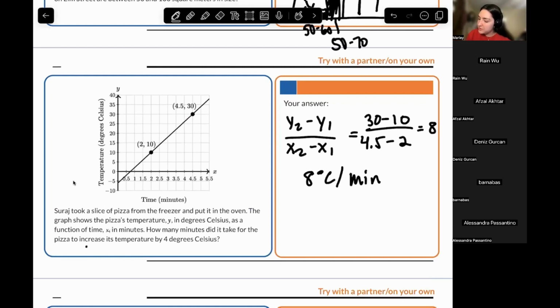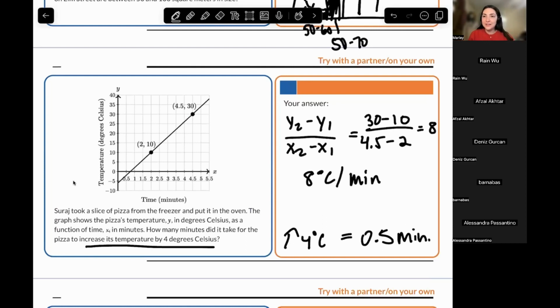They want to know how much time it takes to increase by 4. So now we know we can go up 8 in 1 minute. So to go up 4, we're going up 4 in half a minute. I was about to write 4. To go up 4 degrees Celsius, it would take 0.5 minutes.